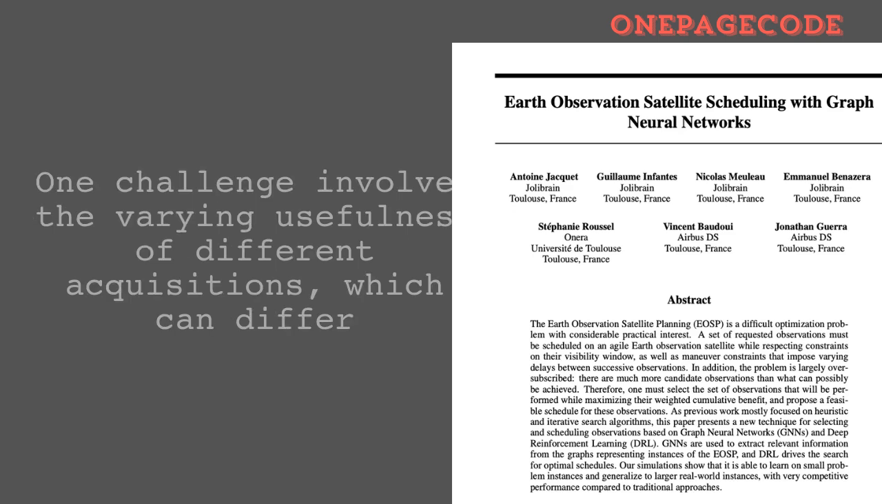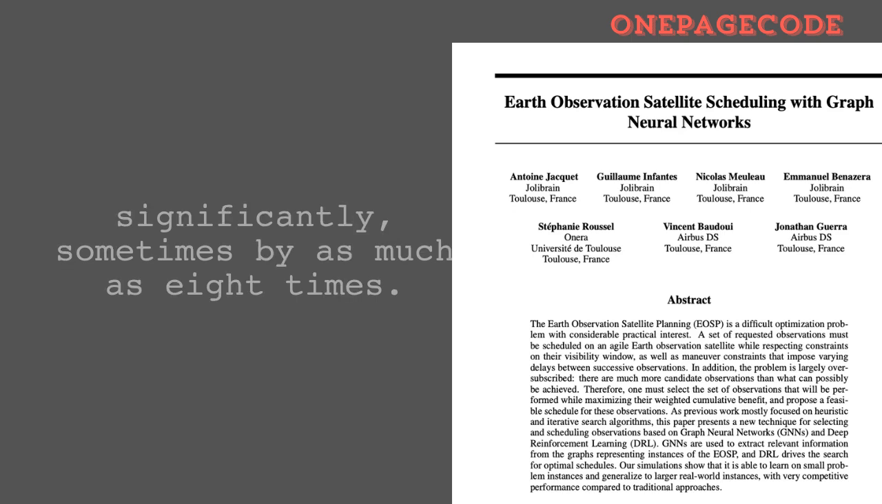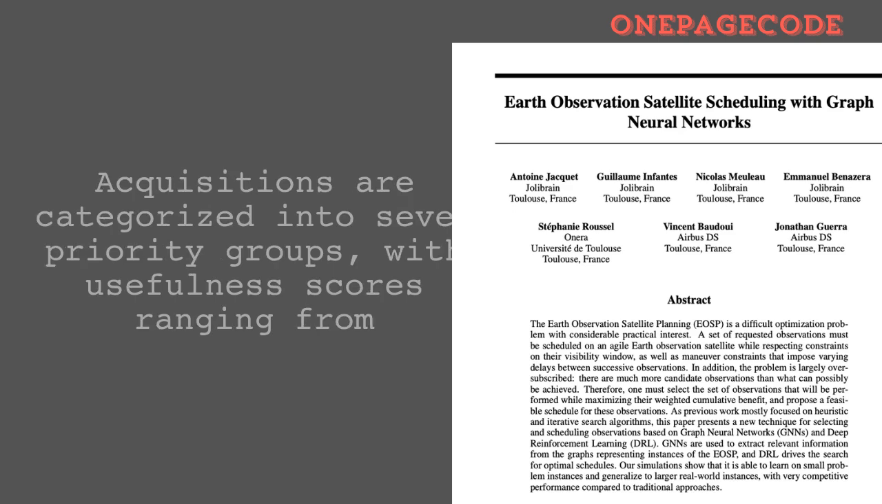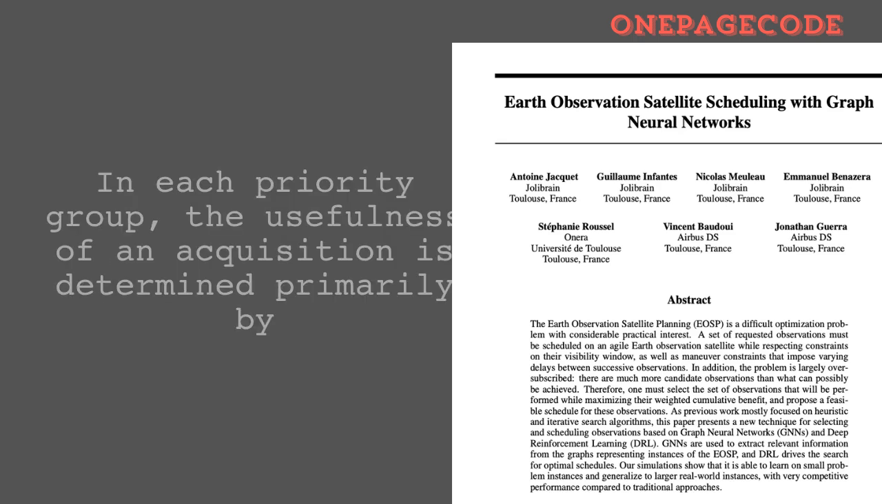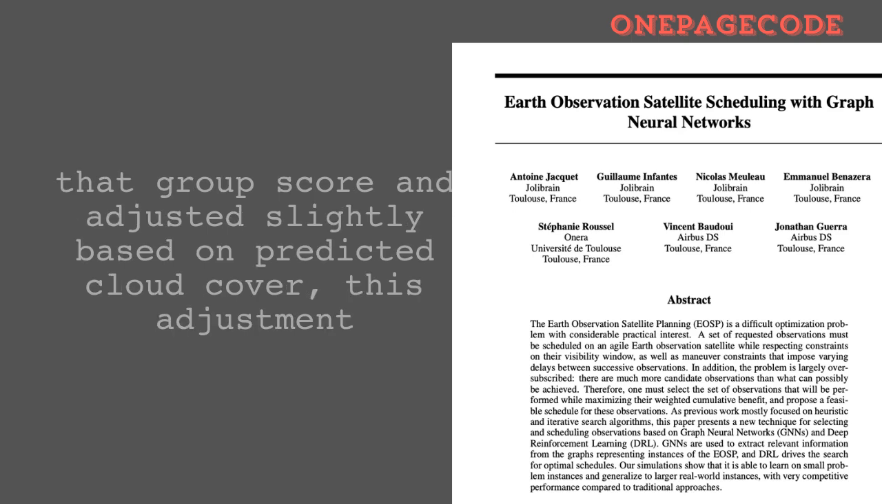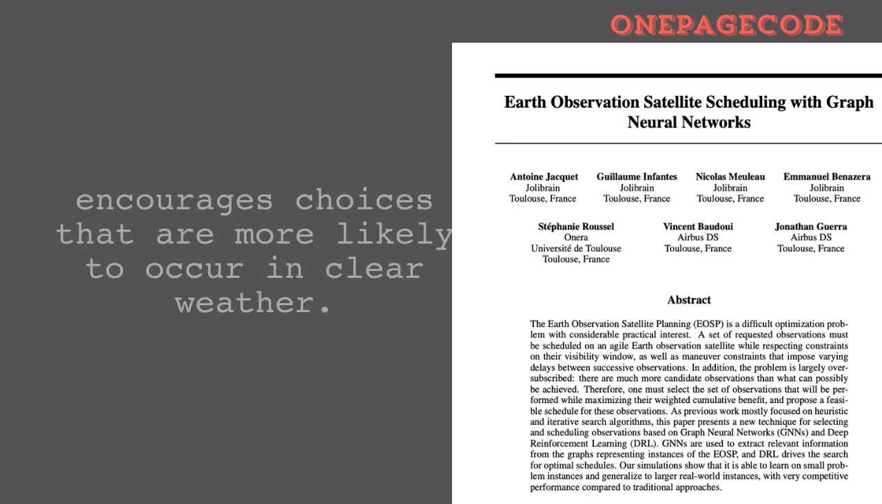One challenge involves the varying usefulness of different acquisitions, which can differ significantly, sometimes by as much as 8 times. Acquisitions are categorized into 7 priority groups, with usefulness scores ranging from just 1% to 10%. Within each priority group, the usefulness of an acquisition is determined primarily by that group's score and adjusted slightly based on predicted cloud cover. This adjustment encourages choices that are more likely to occur in clear weather.